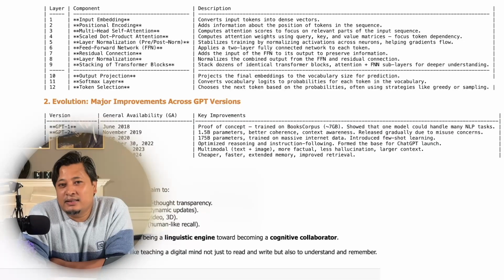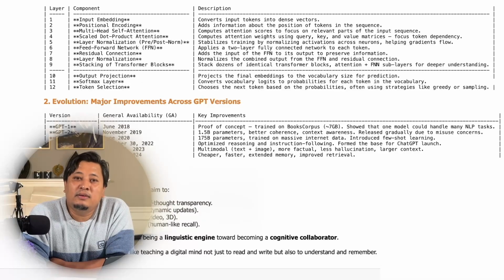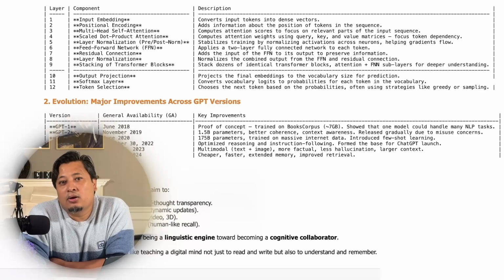Looking ahead, ChatGPT is evolving and improving as both a linguistic and cognitive collaborator, providing dynamic assistance through text, audio, and video.